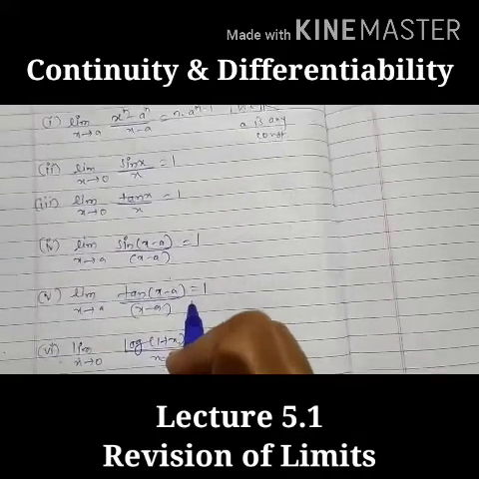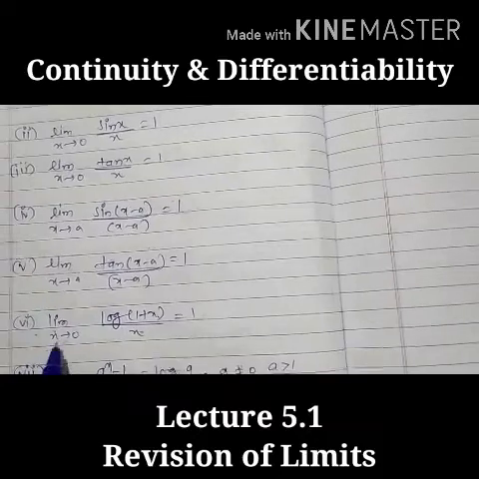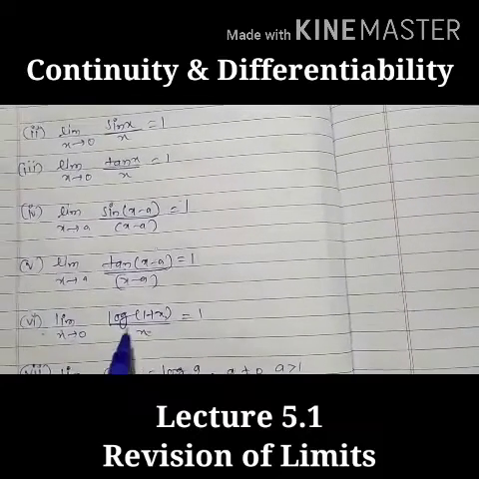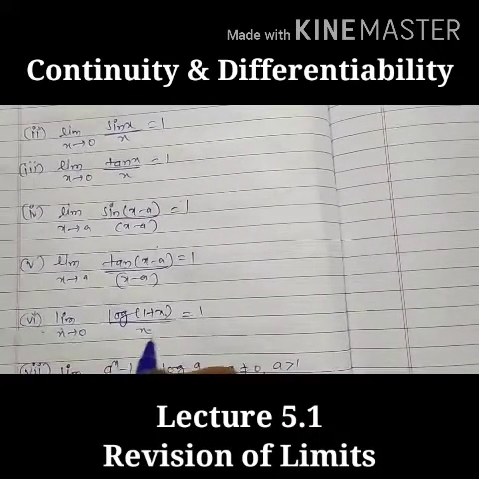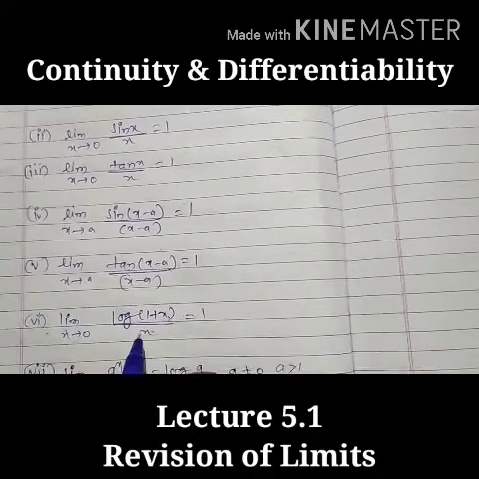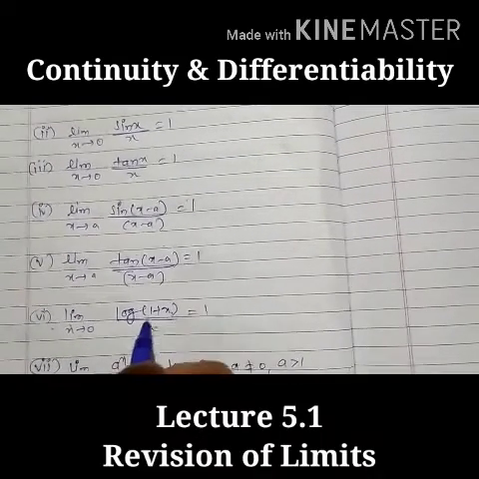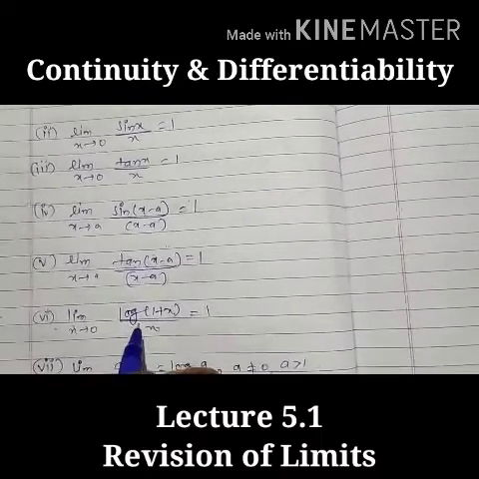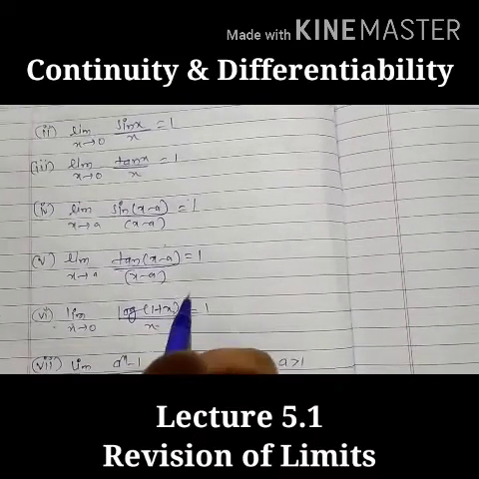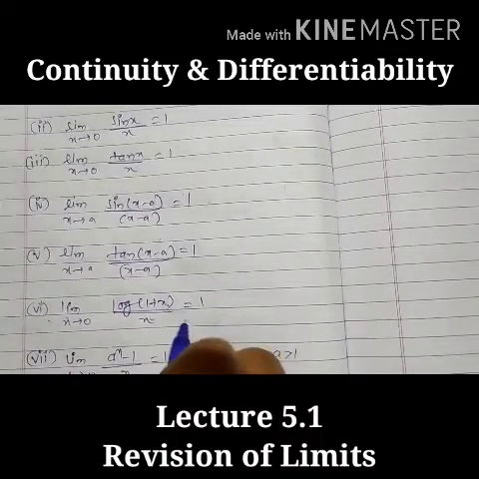Okay, now the sixth one, limit as x tends to 0, log of 1 plus x upon x is equal to 1. Here we can write this as 1 by x into log of 1 plus x, or we can write log of 1 plus x raised to 1 by x equal to 1.